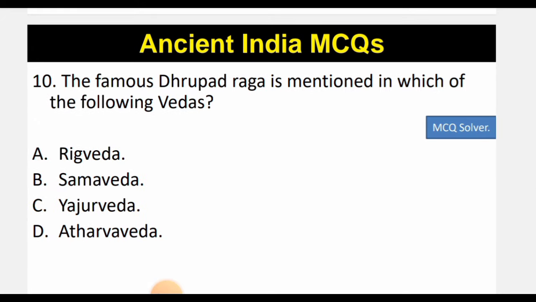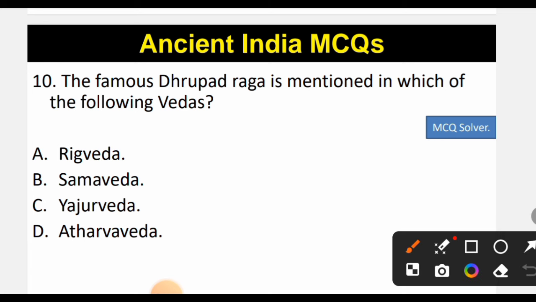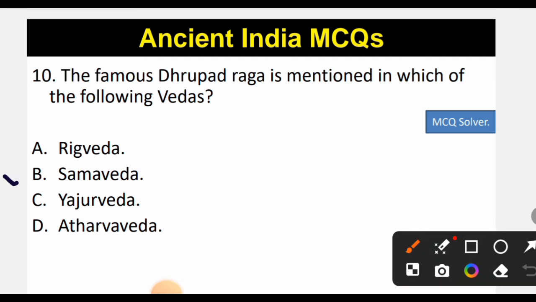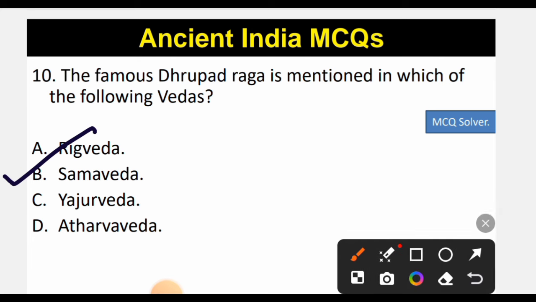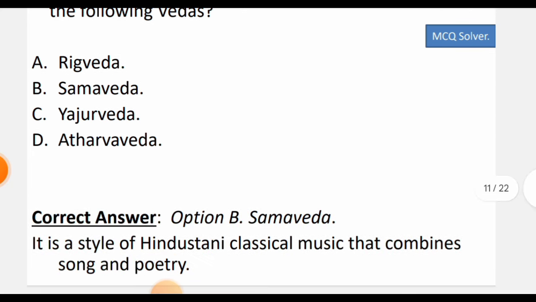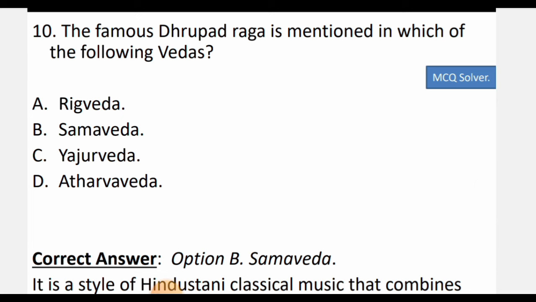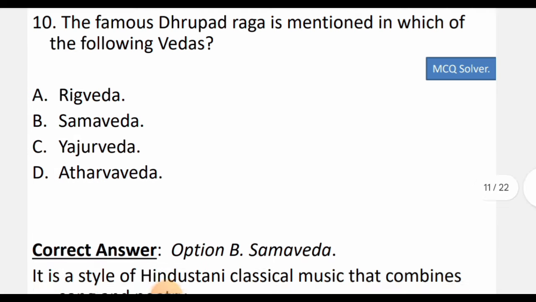Now let's come to question number 10. The famous Dhrupad Rag is mentioned in which of the following Vedas? So the correct option for this question will be option number B, that is Samved. So Samved is the Veda from where Dhrupad Rag originates, and it is basically a Hindustani classical music that combines song and poetry. So B is the correct option, that is Samved. From Samved, Dhrupad Rag originates. So please remember the fact.